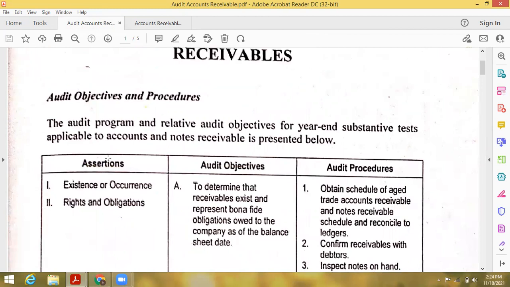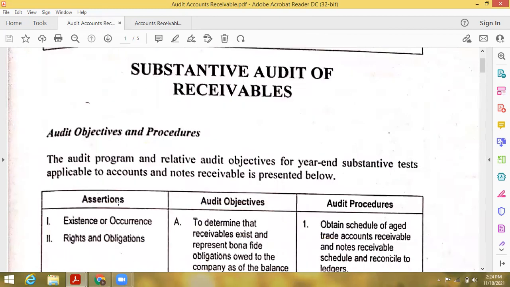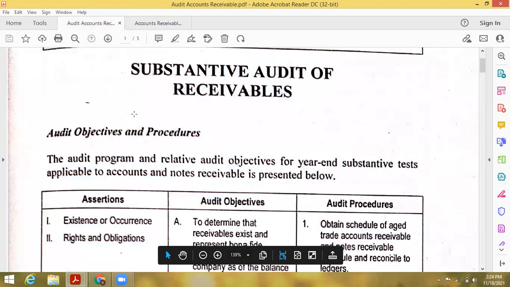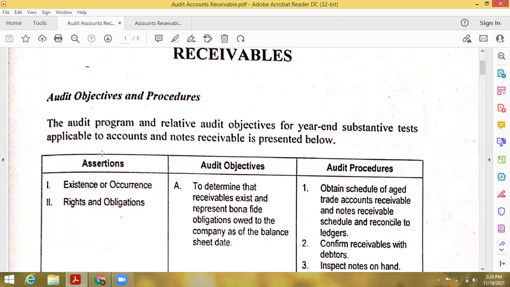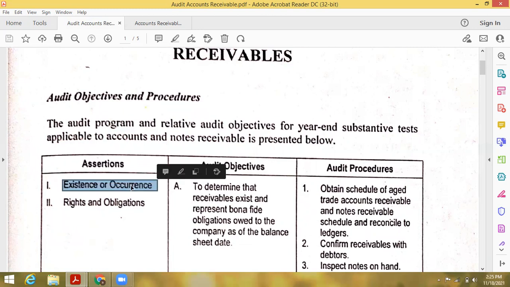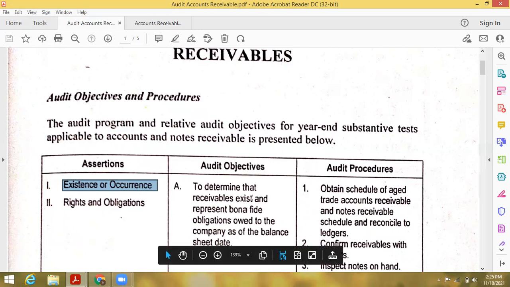Sa assertions ulit tayo. Sabi ko ang assertion, ito ay management responsibility. Pag may nakalagay sa financial statement na accounts receivable 1 million, ina-assert ng manager na yung 1 million na yon ay nag-exist or yung mga transaction regarding 1 million ay nangyari talaga. Okay? So, in existence, sabi niya, may 1 million talaga kami na receivable. Sabi ni auditor, okay, sige po. I will check po. To determine the receivable exist and represent valid obligation owed to the company.